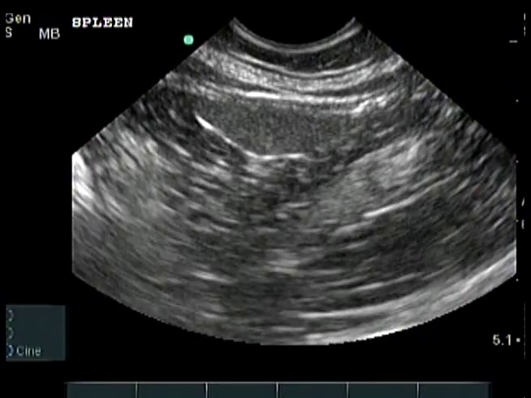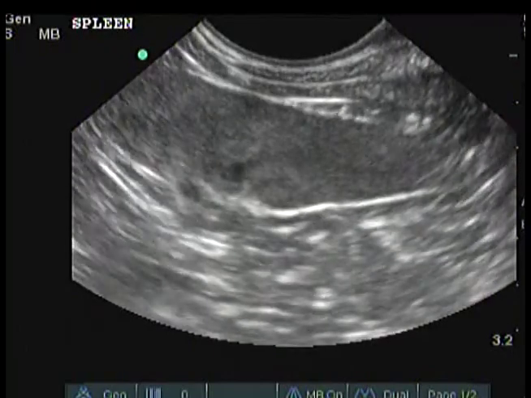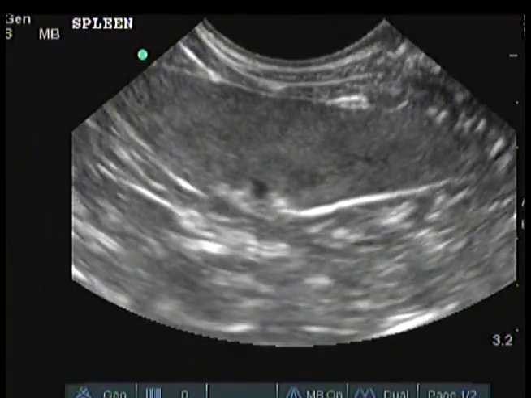The parietal surface of this normal cat spleen faces outward towards the muscle and skin of the abdomen. The visceral surface faces inward toward the abdominal organs. Splenic vessels and nerves enter the spleen at the hilus on the visceral surface.